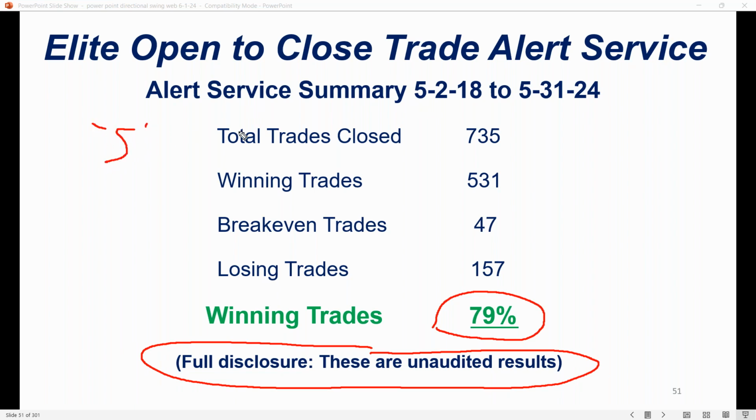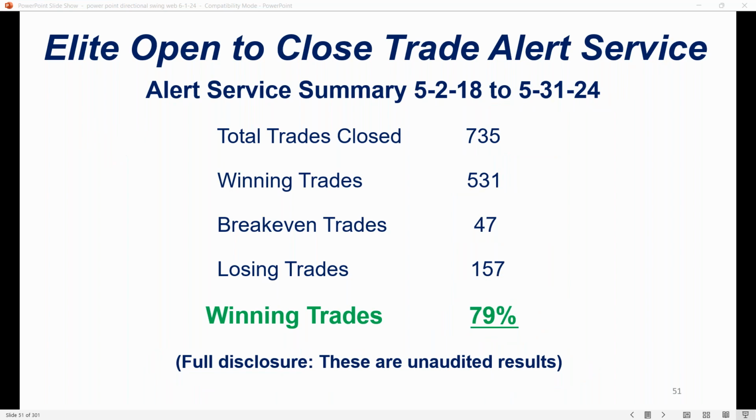Okay, 5. So it could be a credit spread, it could be a debit spread, it could be a calendar, diagonal, it could be a butterfly, a long condor, things like that. So these are all what you'll get. The first one started in 2018, and through yesterday, I've had 735 trades closed out, 531 winners, 47 break even, 157 losing trades. So the winning percentage we've been holding is over 70-75% over this period of time.